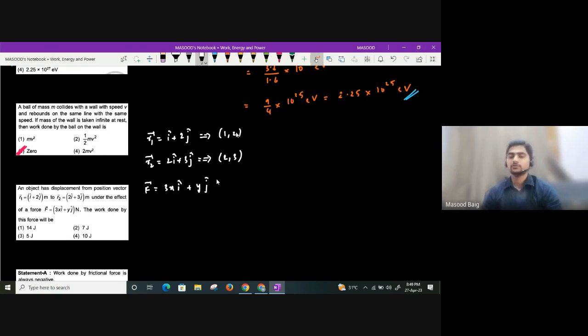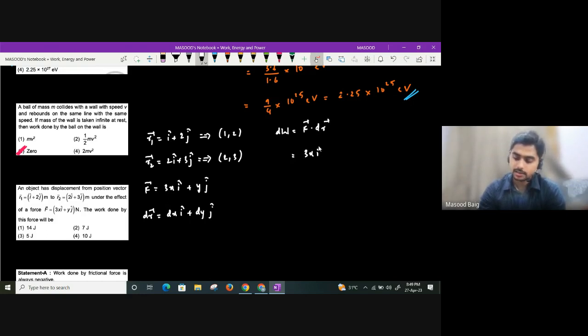Because it is a variable force, guys, acting in a plane, how can I write dr bar? I can write it as dx i cap plus dy j cap. So for a small displacement, what is the work done? Let us say it is dW. I'll write it as f bar dot dr bar. So I'll get 3x i cap plus y j cap dot dx i cap plus dy j cap. So we can get 3x dx plus y dy. This is our small work done.